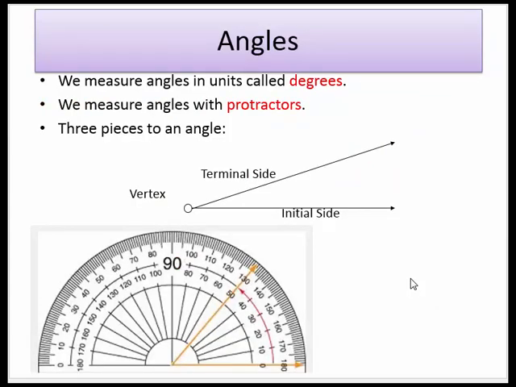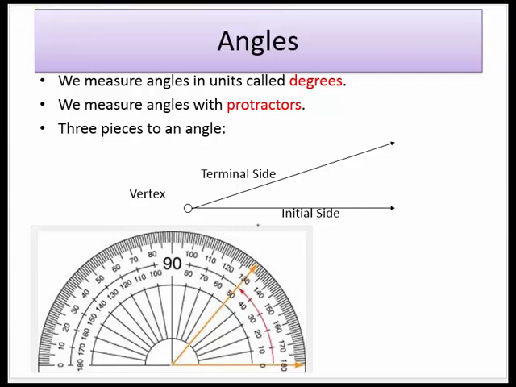We know that angles are measured in degrees, and you can measure angles with protractors, but we won't be using protractors today. We're going to be looking at information given to us, and from that information we're going to find the measure of angles. And there are three parts to an angle. We could start looking at an angle.